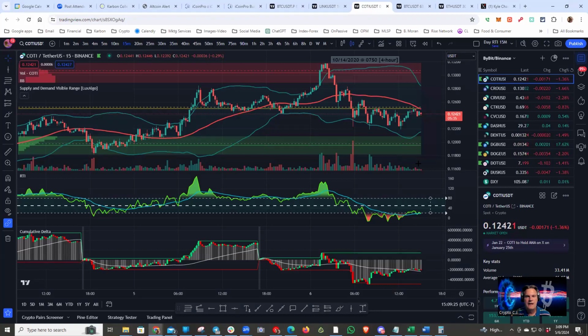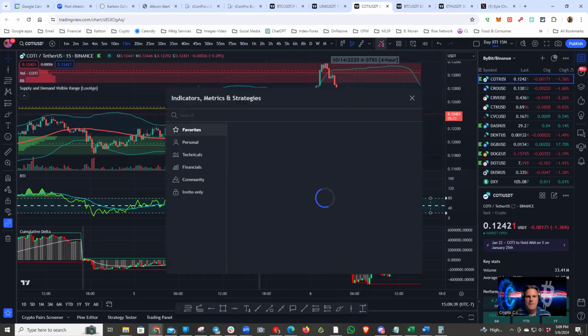This is my day trading layout. It's on the 15-minute chart. Got support and resistance illustrated with my supply and demand visible range, which is a free Lux Algo indicator. You can find your indicators here.